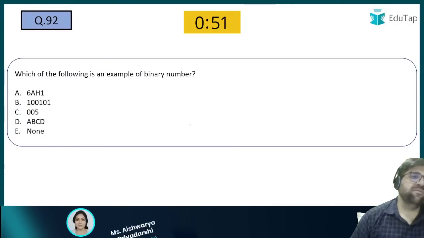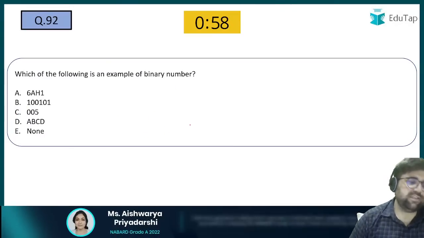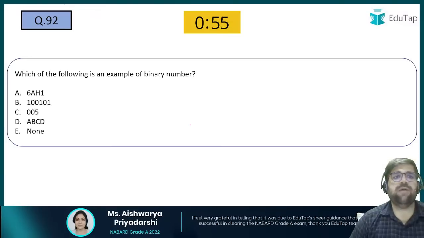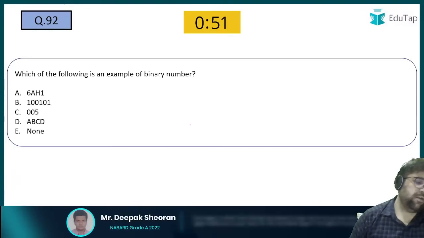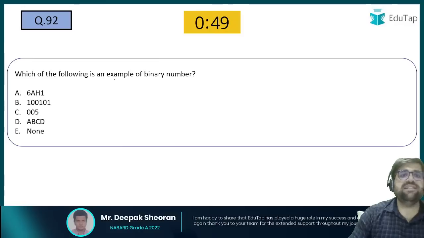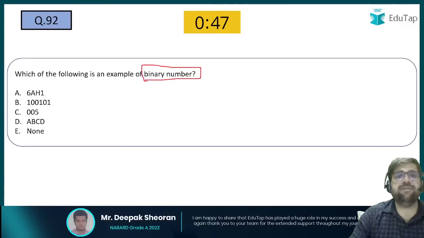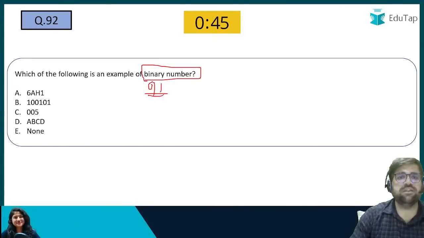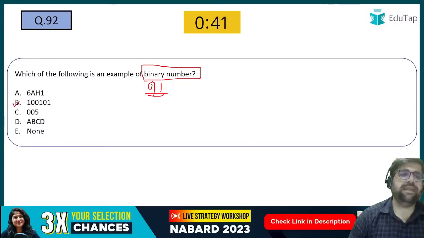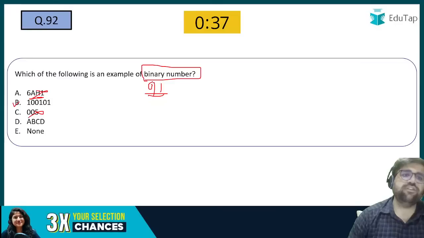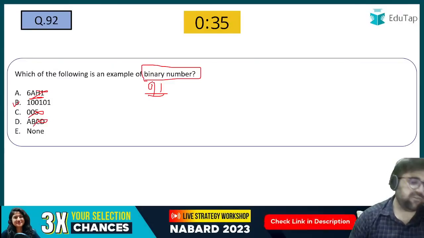Okay. Question number 92. This is a question which I have taken from an IBPS paper only. Which of the following is an example of binary number? Binary number is a combination of zeros and ones. So your answer will be option B. A and H are not a form of binary number. 5 is also not a form, and C, D is also not a form.